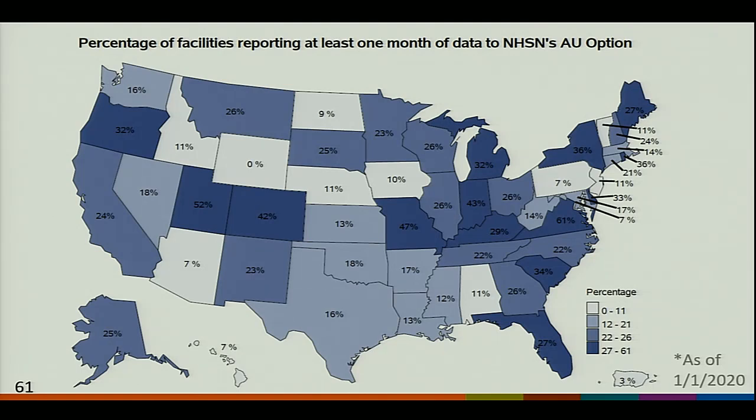This is a map of the percentage of facilities reporting at least 1 month of data into our AU option as of January 1st, 2020. So you can see we range from 0% in Wyoming up to 61% in Virginia. So I'll leave this slide here. I know it's a favorite from many to see how their state compares to those around them.